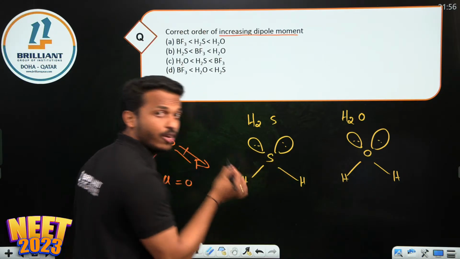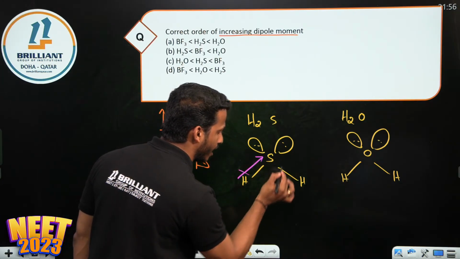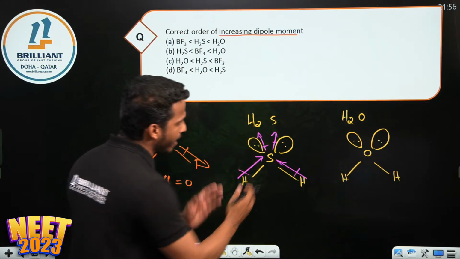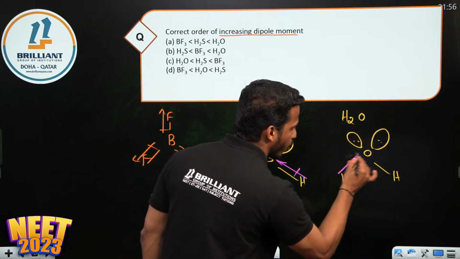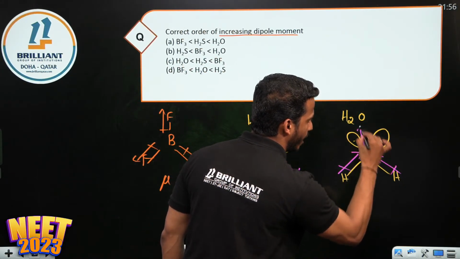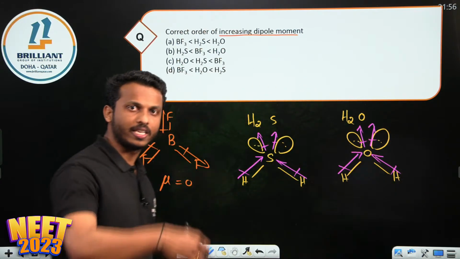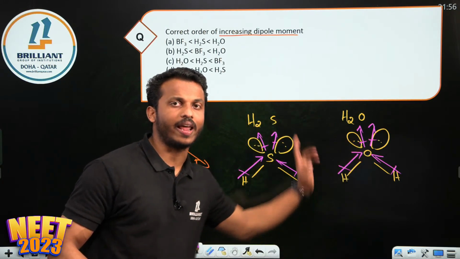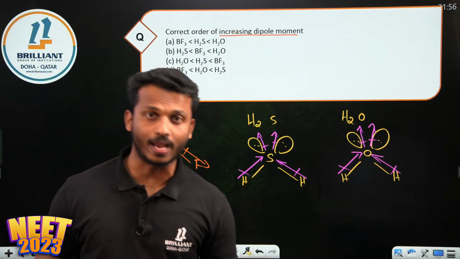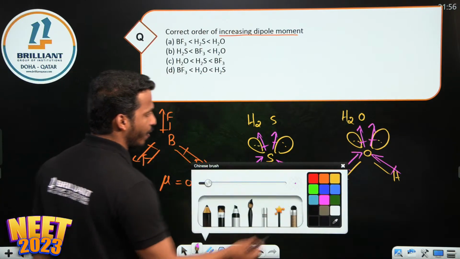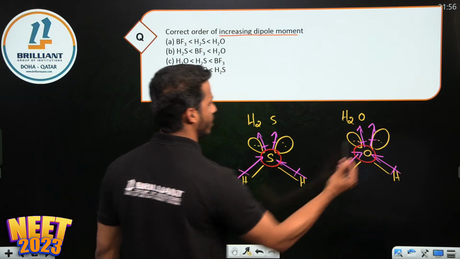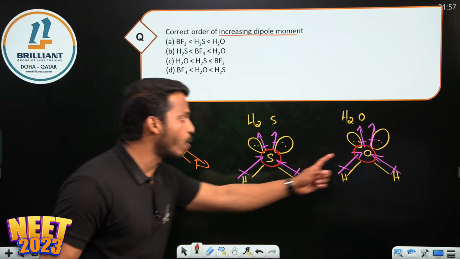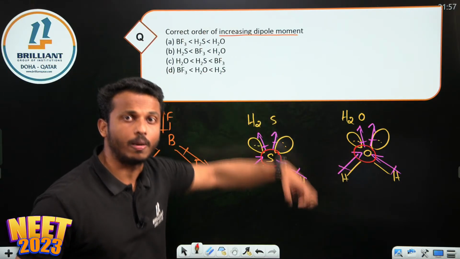You know, sulfur and hydrogen, when you consider, sulfur is more electronegative, and the lone pair pulls in that direction. Resultant is upward. Oxygen is more electronegative, lone pair pulls upward. Resultant is upward. These have high dipole moment. Among H2S and H2O, which one has the greatest dipole moment? Dear all, the only difference is what? Here sulfur, here oxygen. Oxygen is more electronegative than sulfur, so its effect will be more.